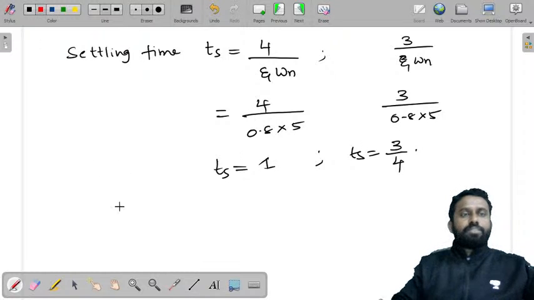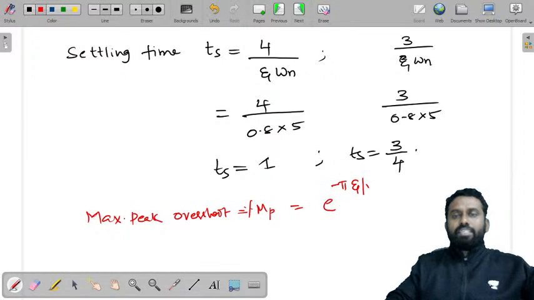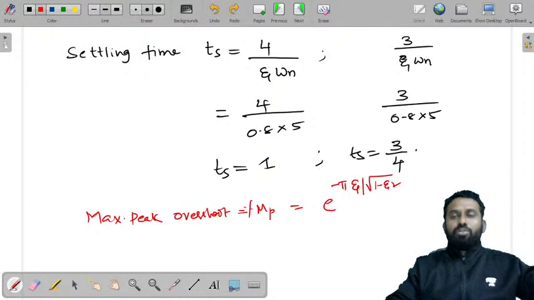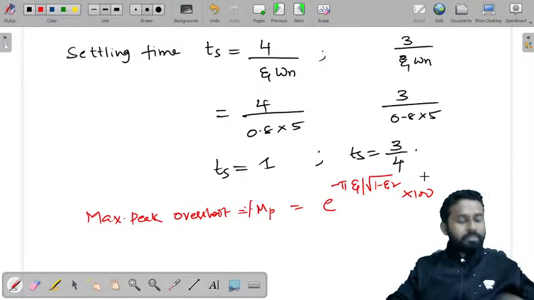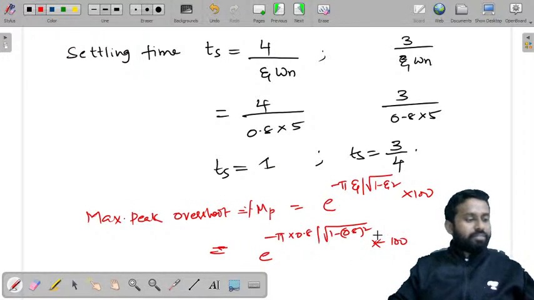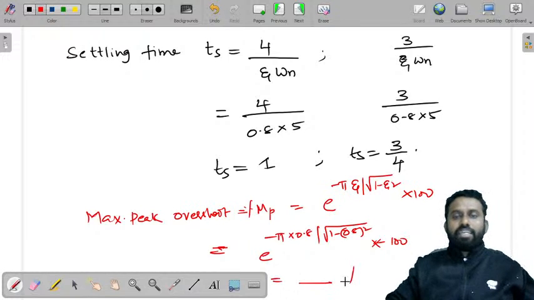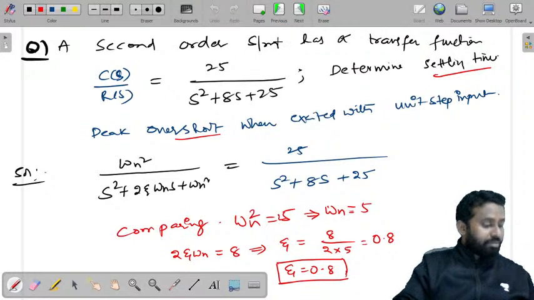Now let's consider maximum peak overshoot. What do you get? MP in percentage is equal to e power minus pi zeta by under root of 1 minus zeta square, into 100. So that is e power minus pi into 0.8 by root over 1 minus 0.8 square, into 100. Just try to simplify this, you'll get the value in terms of percentage. So that's it. This is a very simple question that is given in one of the examinations.